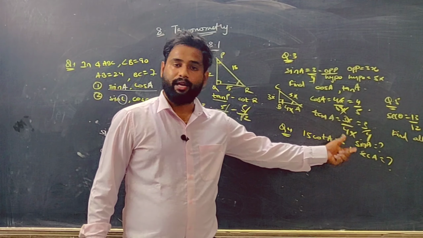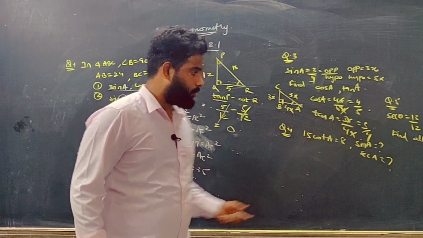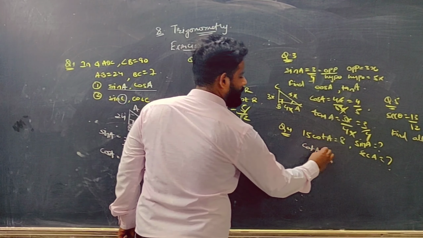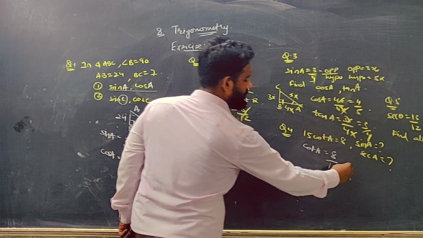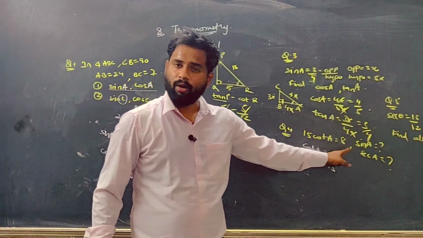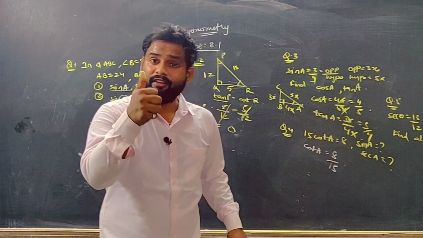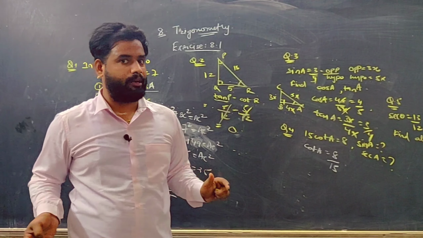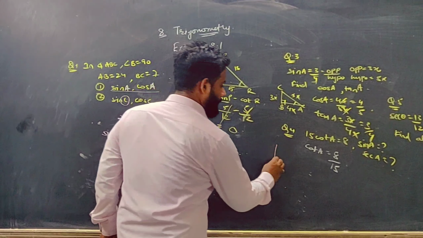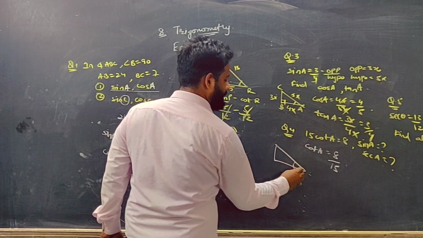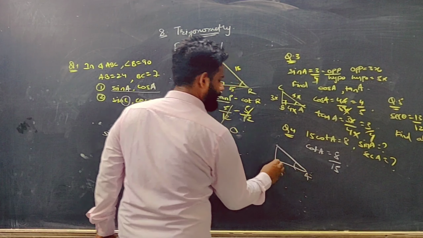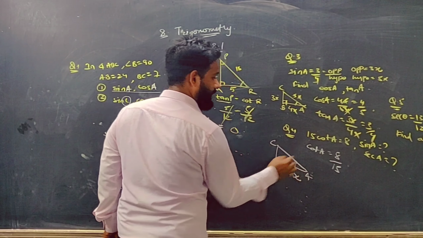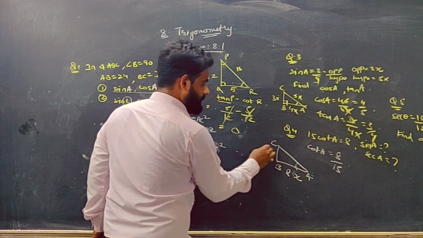15 cot A is equal to 8. This can be further simplified as cot A is equal to 8 upon 15. Yes or no? This 15 will go into the denominator. Now whenever you have the answer of one trigonometric function, using it you can find all the remaining trigonometric functions. So cot A, if I am taking this as A, adjacent I will take 8x here because it is the ratio. This will be 15x.